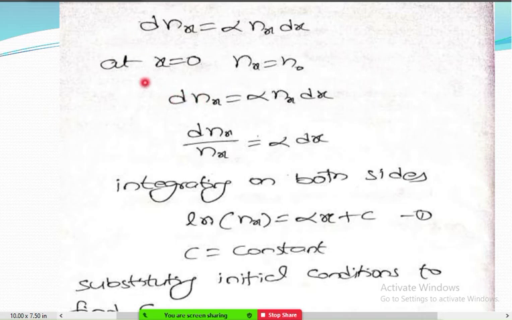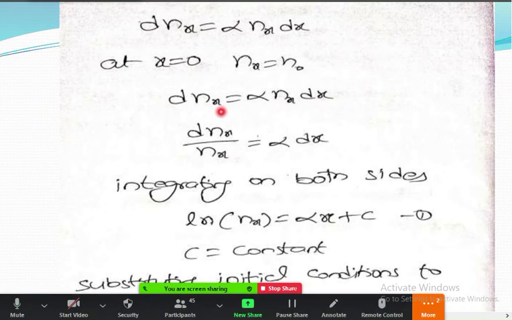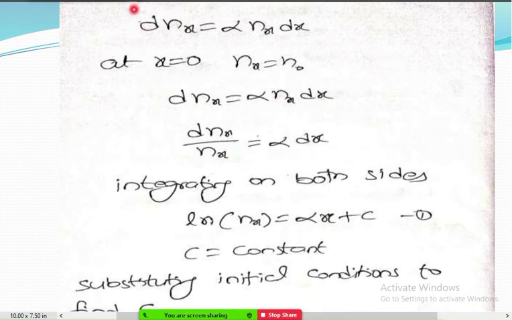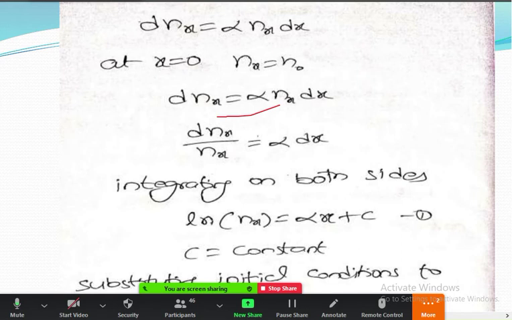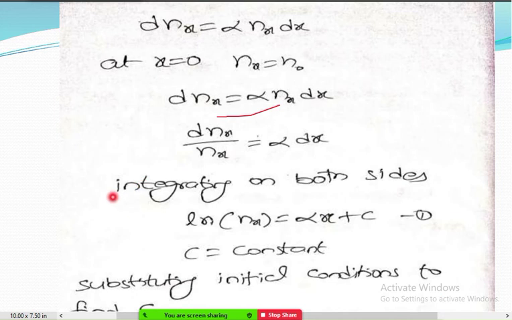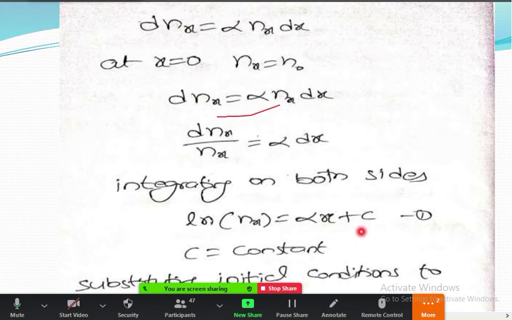Again, we will take the same equation: dnx is equal to alpha nx dx. Here we bring this nx to the LHS, so dnx by nx is equal to alpha dx. At this point I will integrate, applying integration on both sides. The integration of dnx by nx becomes the natural logarithm, ln nx, that is equal to alpha x plus c. So that is equation 1.